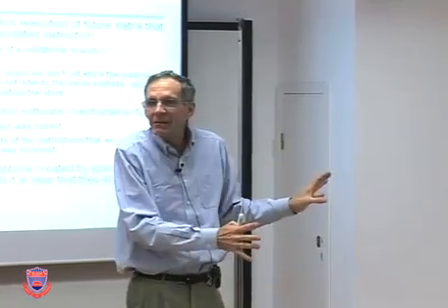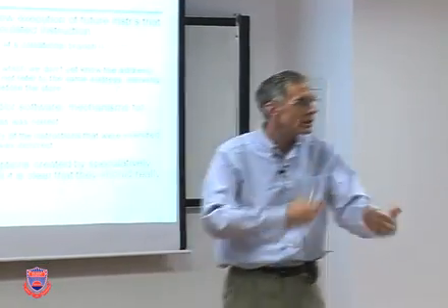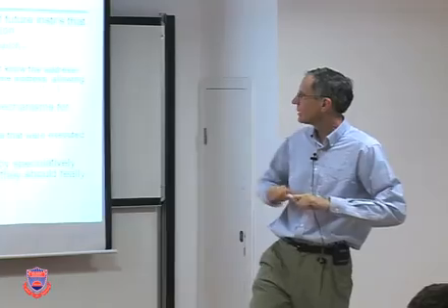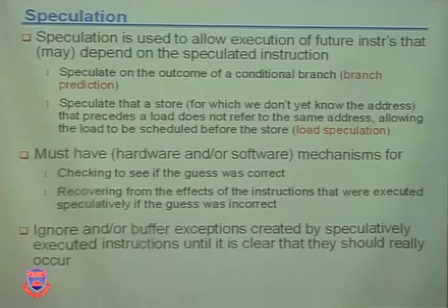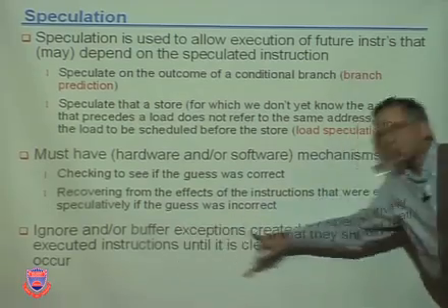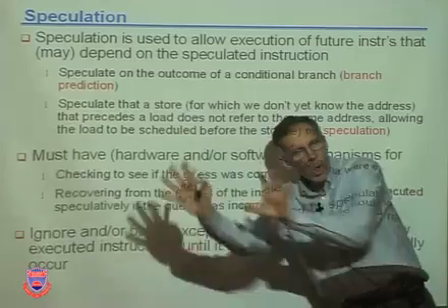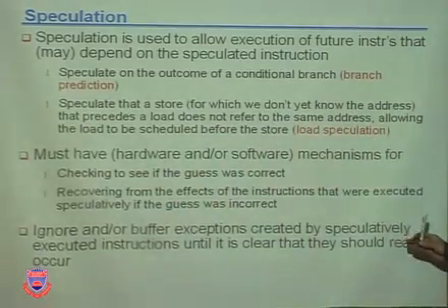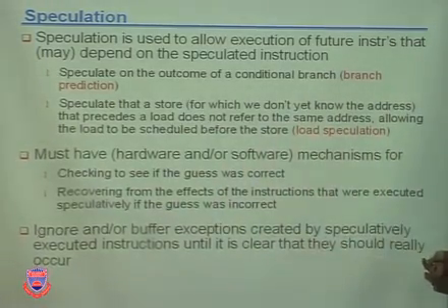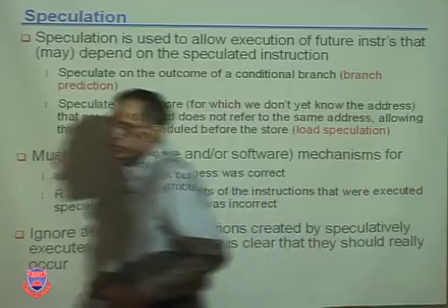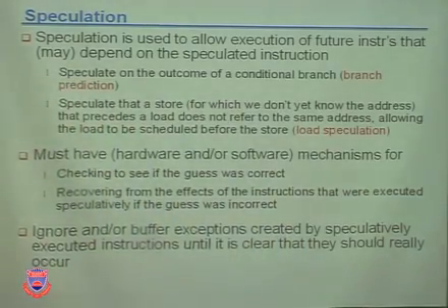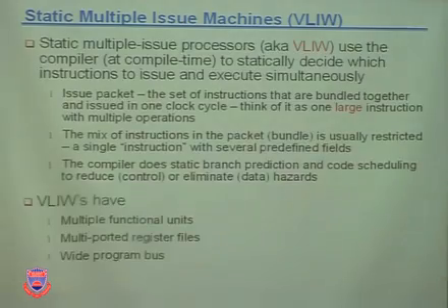Cancel them or don't allow them. So we get into trickiness about what to do with exceptions as well. We've got to basically buffer the exceptions or ignore them, hold them somehow until it's clear that they really should be occurring. Otherwise, we do wrong exceptions. Life gets interesting when you pipeline.